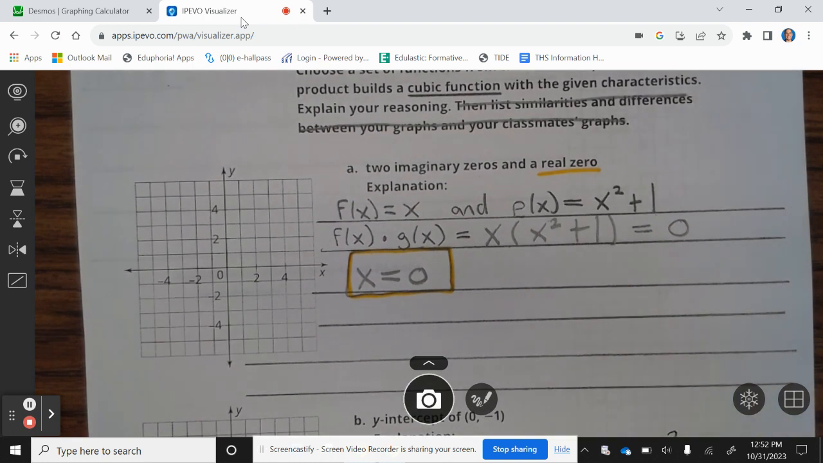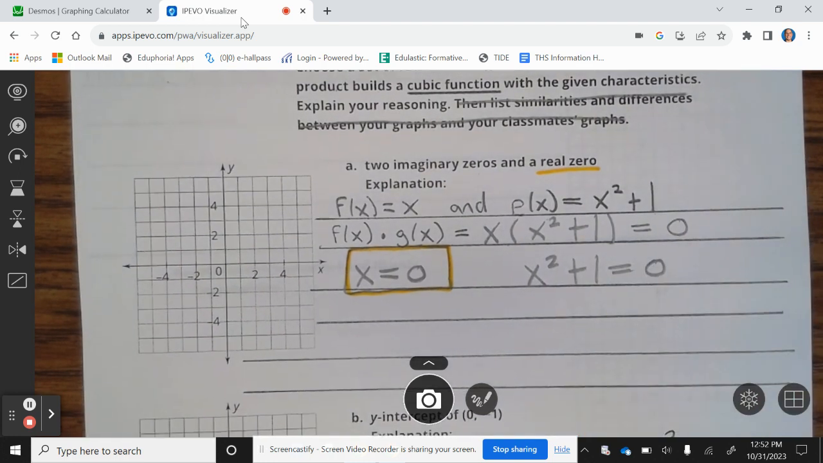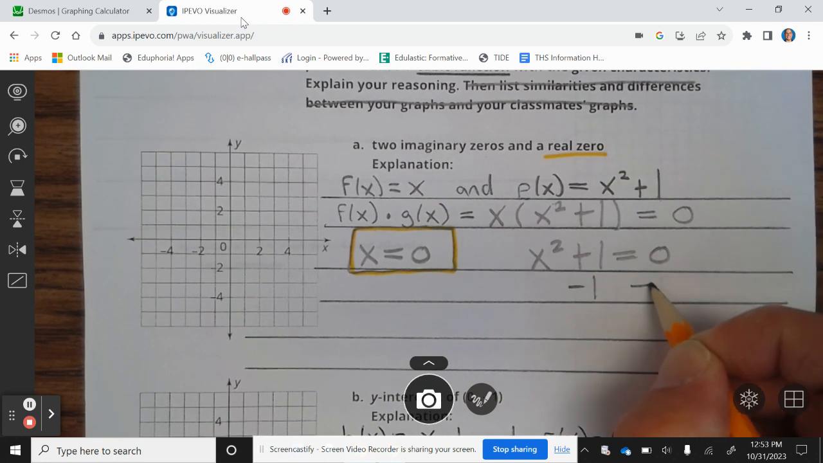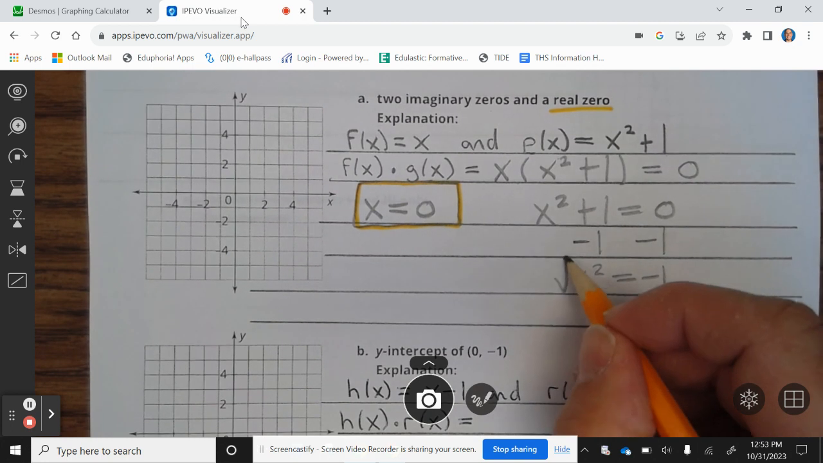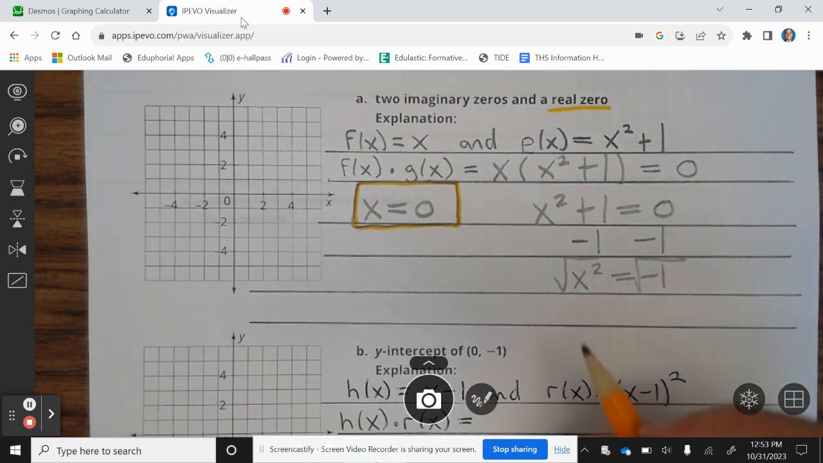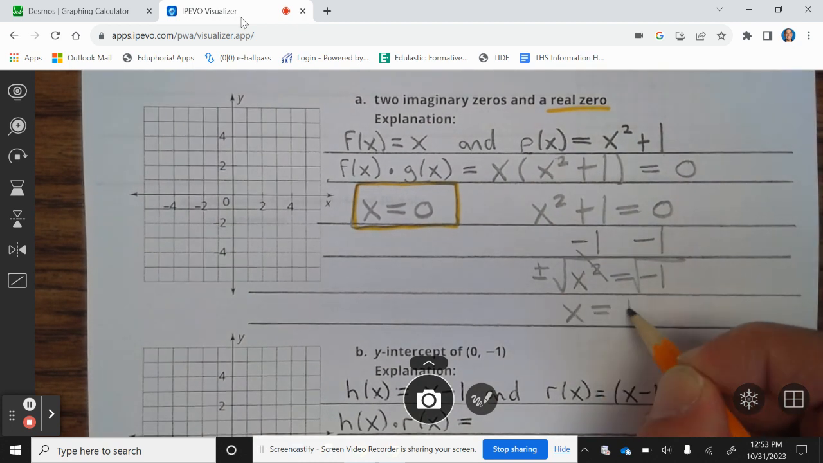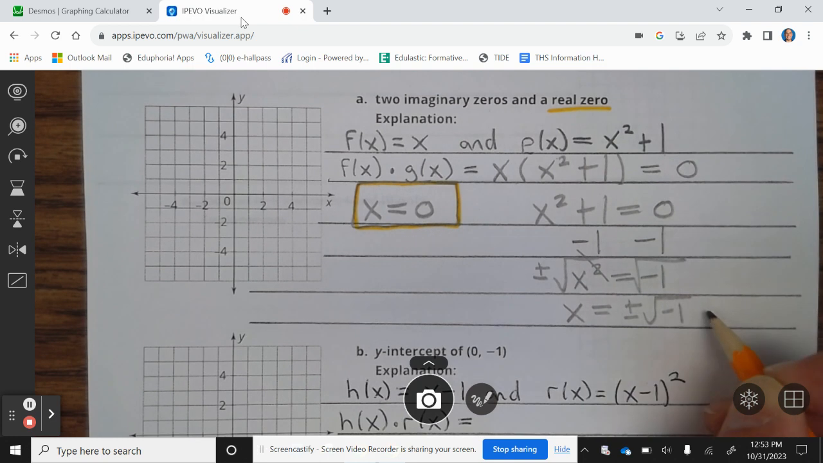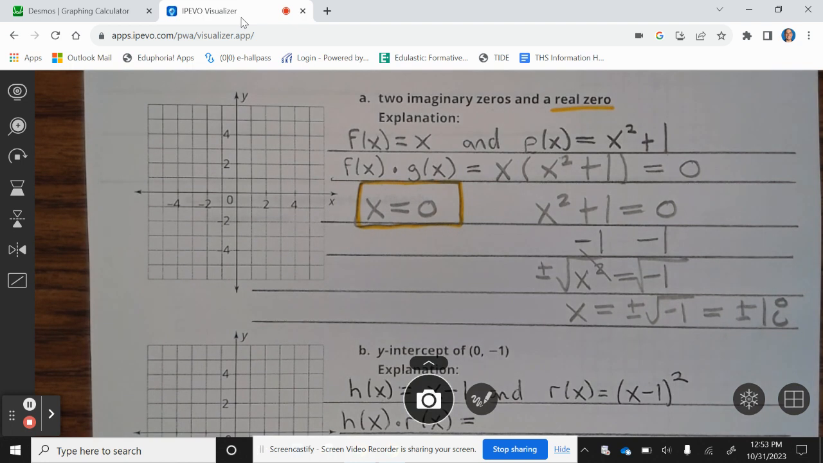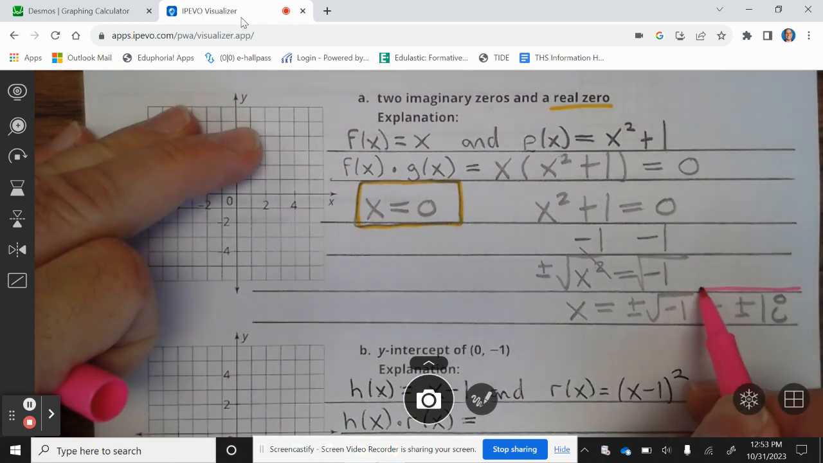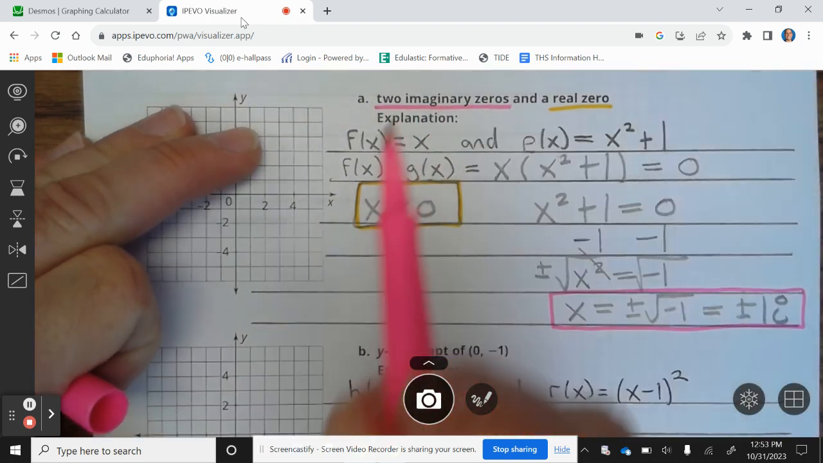And then let's set x squared plus 1 equal to 0 and solve. So we're going to subtract 1 from both sides. You get x squared equals negative 1. Take the square root of both sides. Now remember, square root is plus or minus. So that cancels the squared. You get x equals plus or minus the square root of negative 1, which is plus or minus 1i. Which are your two imaginary zeros.